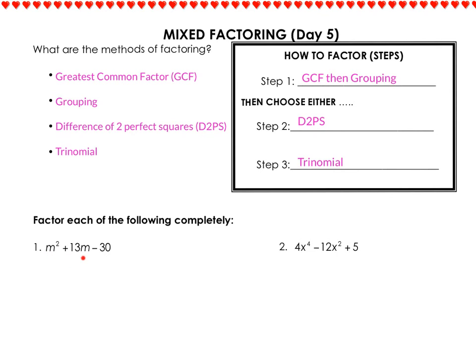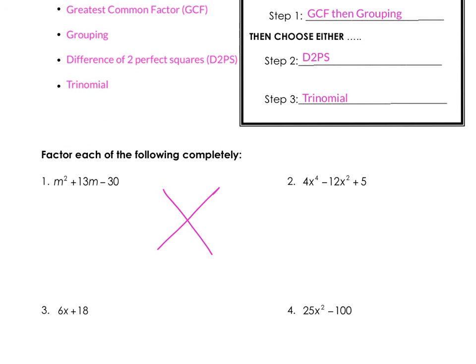This first one, m squared plus 13m minus 30. First thing is look for a GCF. There is no GCF here, so I can't do that. It is also not set up as 4 terms, so I can't do factor by grouping. So I'm going to do trinomial factoring. So I'm going to start with an x box. And then I look at the a times c, which would be 1 times negative 30.